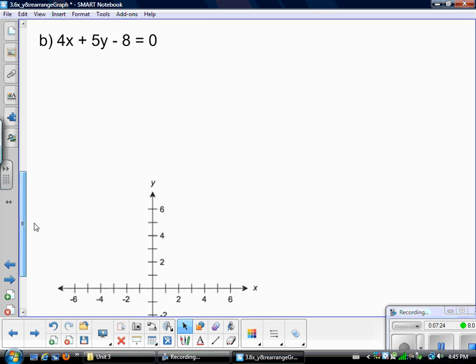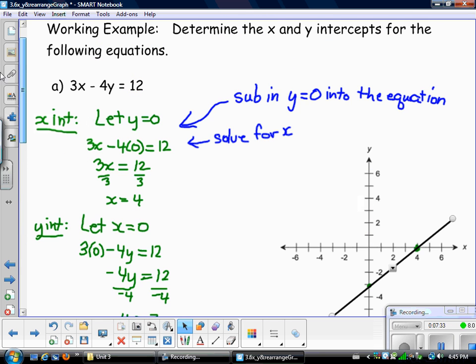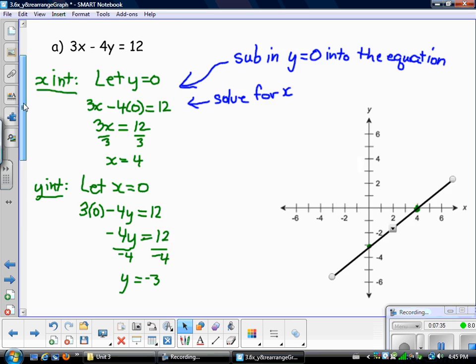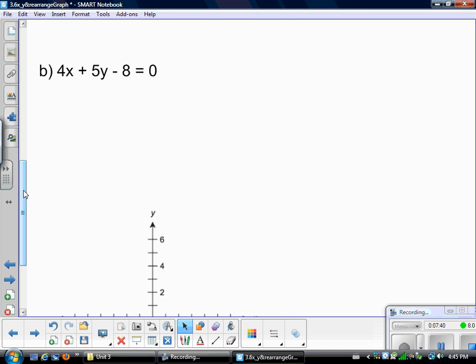Okay, the same kind of process. It's not in the form y equals mx plus b. It even looks different than our last question in the sense that there we had it equal to 12, here it's equal to 0, so everything's on the left-hand side of this equation. So again, what we're going to do is find the intercepts, and it doesn't matter which one you find first. I usually just do my x first just because it's kind of in order. So my x-intercept.